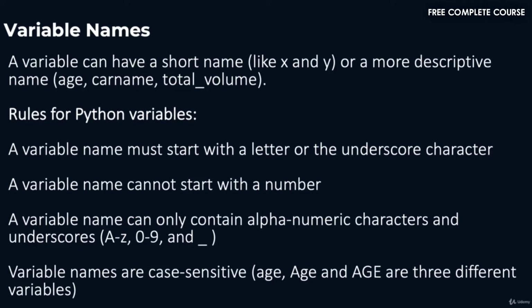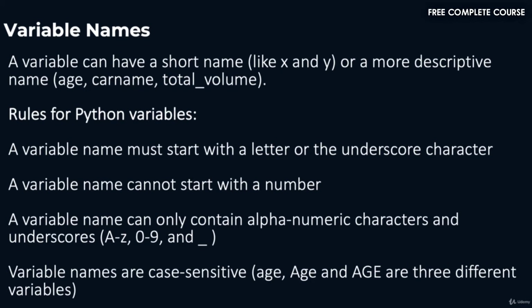All right, welcome back. So in this video, we're going to talk about variable names. We talked briefly in the previous video about variable names, but we're going to go more in depth in this video. So a variable can have a short name like x and y, or a more descriptive name like age, car name, total_value. Here are some rules for Python variables.